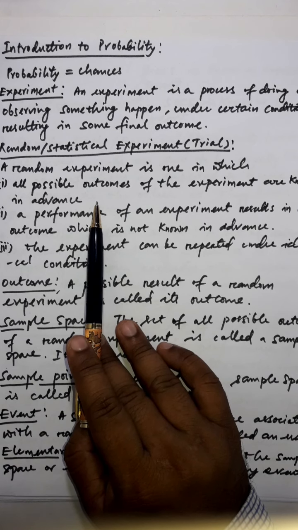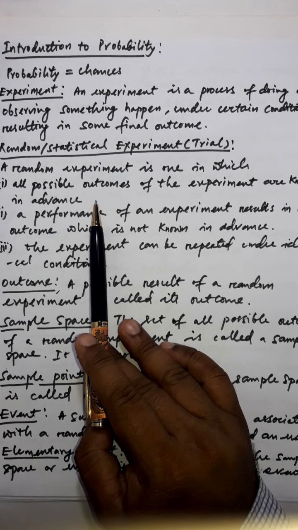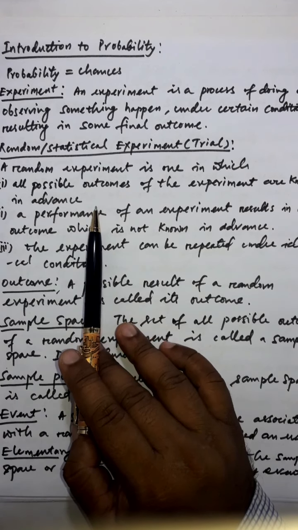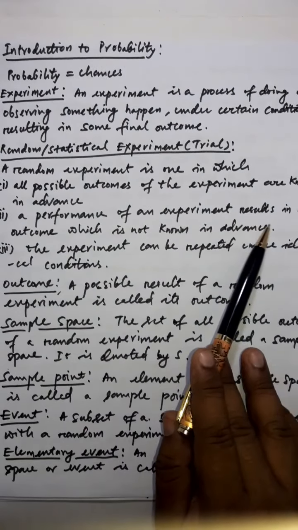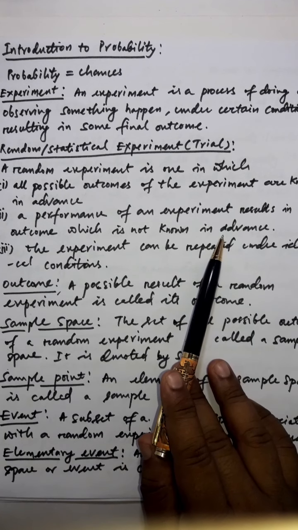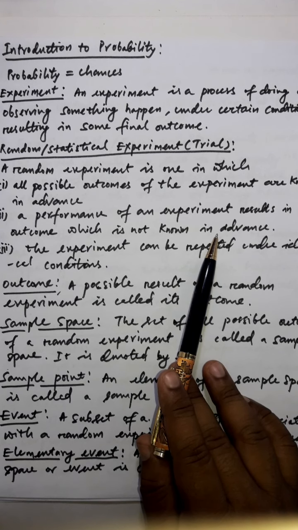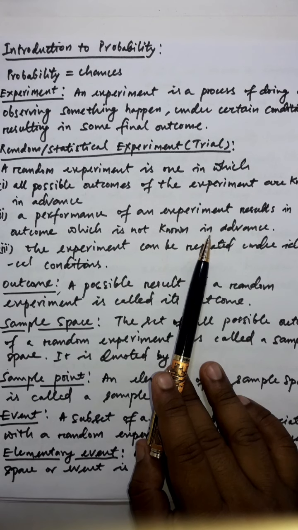Just like if we are tossing a coin, then we know that either a head will come or a tail will come. So we know all the possible outcomes, those are head and tail in tossing a single coin. This is the first point. The second condition is that a performance of an experiment results in an outcome which is not known in advance. Let me explain this point through the tossing of a coin. If we are tossing a coin, we cannot predict whether a head will come or a tail will come.